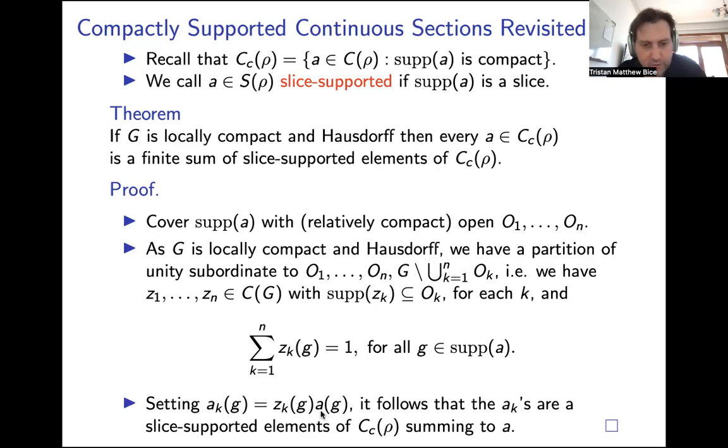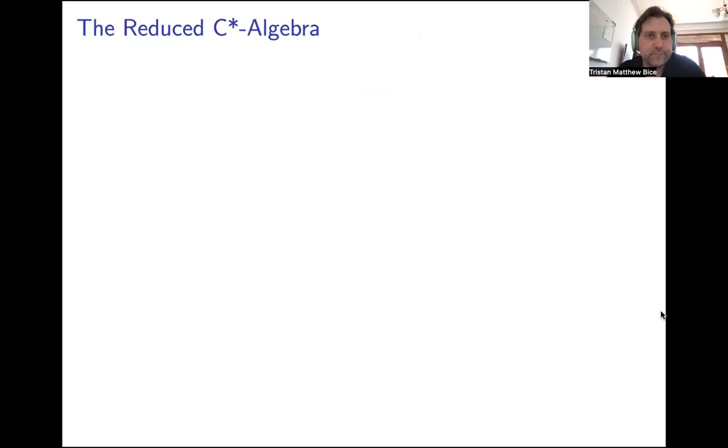So in particular, we can look at the product of ZK and A pointwise, right? This is not a convolution product in any sense. We're just saying at each individual G, we look at the value of ZK of G and multiply that by the original value of A of G. So ZK is continuous, A is continuous, so it's again continuous. Moreover, because ZK is supported on some open slice, AK is also supported on some open slice. And because they all sum to 1 on the support of A, the sum of all these functions gets you back the original section A. Okay.